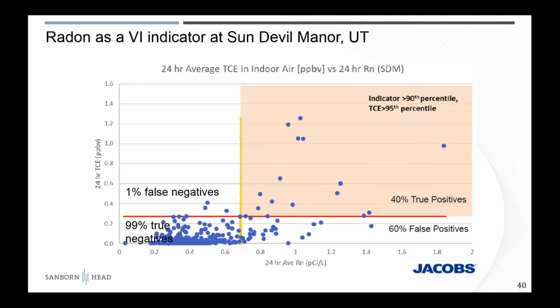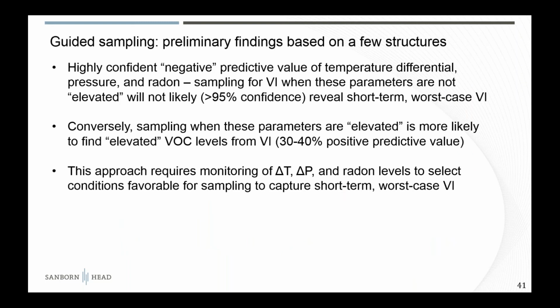This is radon plotted the same way. So if you collect your indoor air sample when radon is above its 95th percentile, then you have a 40% chance of also capturing the highest TCE concentration. So it's very early at looking at this, but so far what can be said, maybe the obvious thing to say, is that it's not a good idea, at least in residential structures, to sample when indoor-outdoor temperature differential is not great, or when radon is not present above, say, the average level. So at least that gives us some initial guidance.